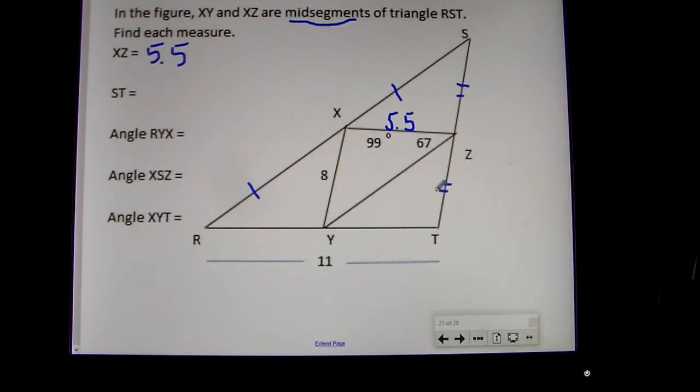ST, here to here. Well, to figure out that one, we know XY is also the mid-segment theorem because Y is also a mid-segment of RT. So 1, 2, 3. 1, 2, 3. 8 doubled. ST is 16.